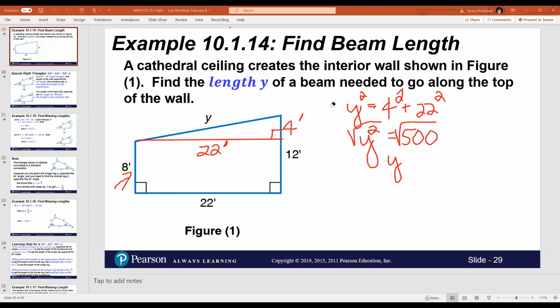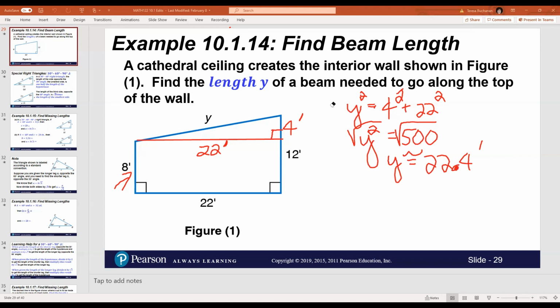Square root of Y squared is Y. Square root of 500 is approximately 22.4 feet. You should be looking at that, seeing that in your calculators, 22.4 feet. As well, and again, this is an approximation.